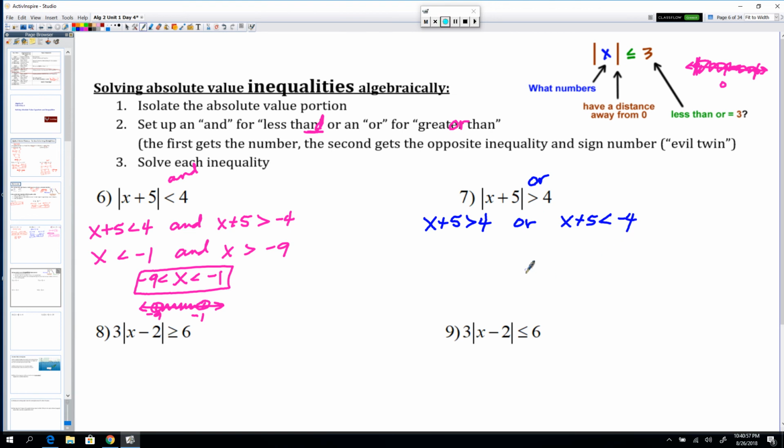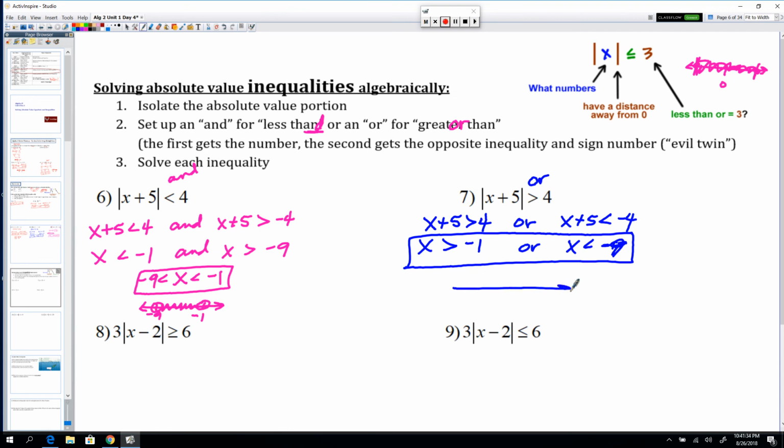Notice when you set up the evil twin, you flip two things. You flip the direction of the inequality, and you make the evil twin number. The only difference is the word that's in between. So let's continue to solve, very similar to the other one. X is greater than negative 1, or x is less than negative 9. Sorry about that, negative 9. This is your algebraic response to this. Numbers that qualify, greater than negative 1 or less than negative 9, solve this, make this a true statement.